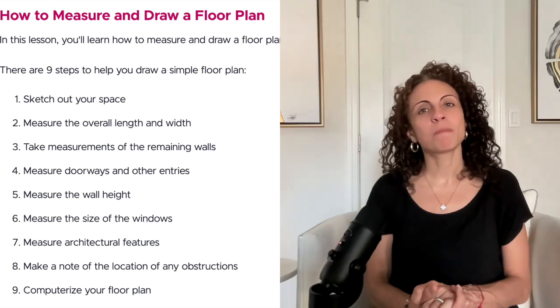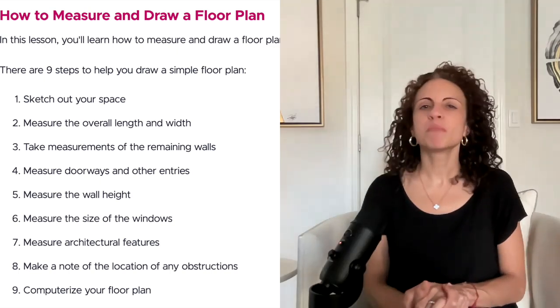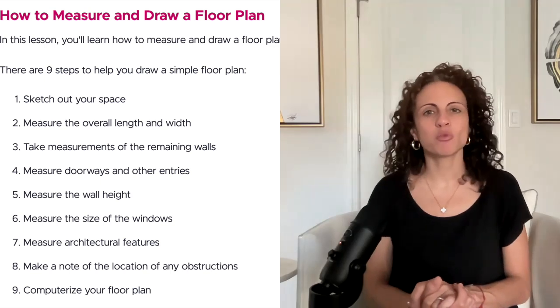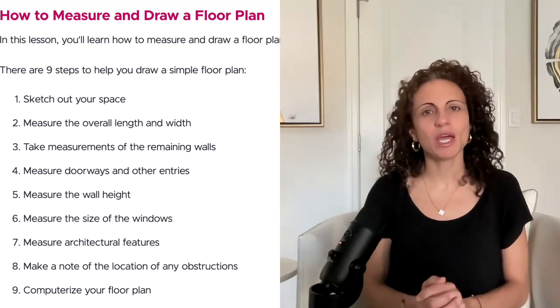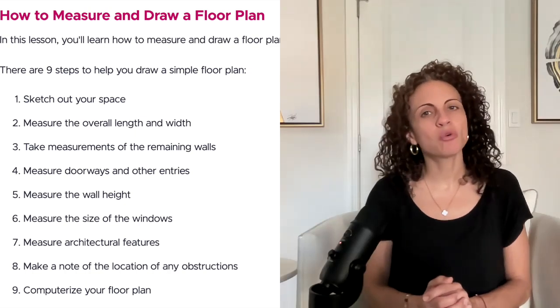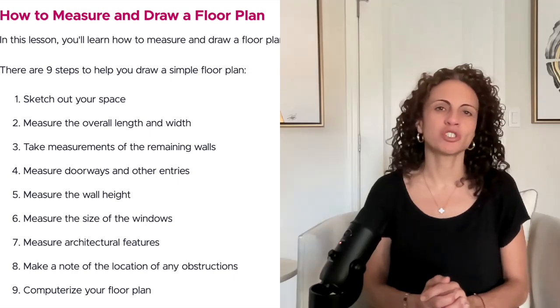Step 4, measure doorways and other entries. Step 5, measure the wall height. Step 6, measure the size of the windows. Step 7, measure architectural features. Step 8, make a note of the location of any obstructions. Step 9, computerize your floor plan.